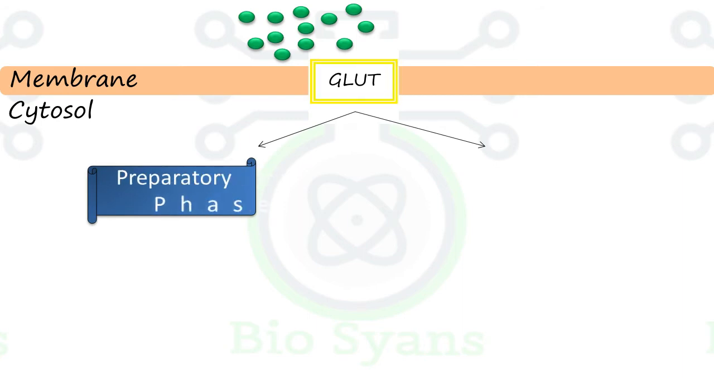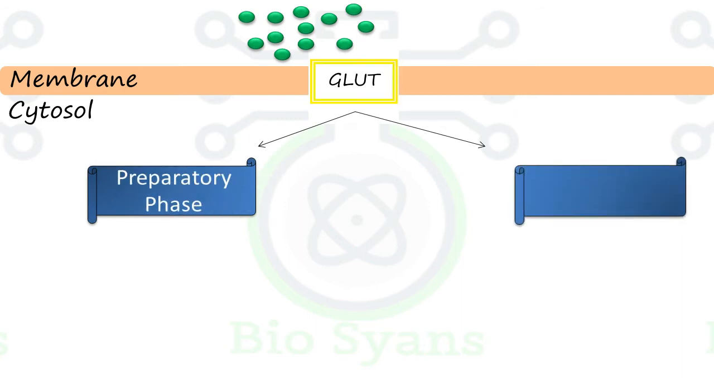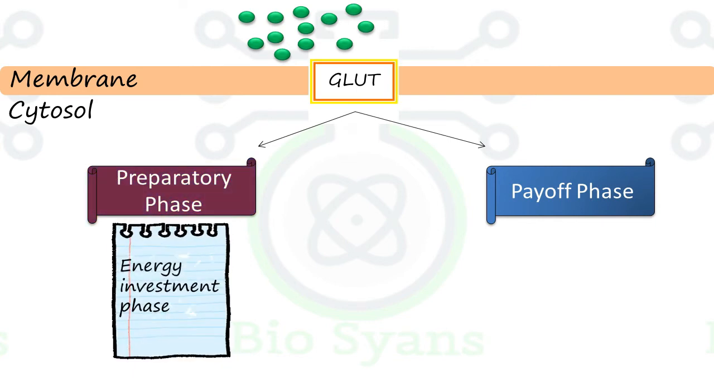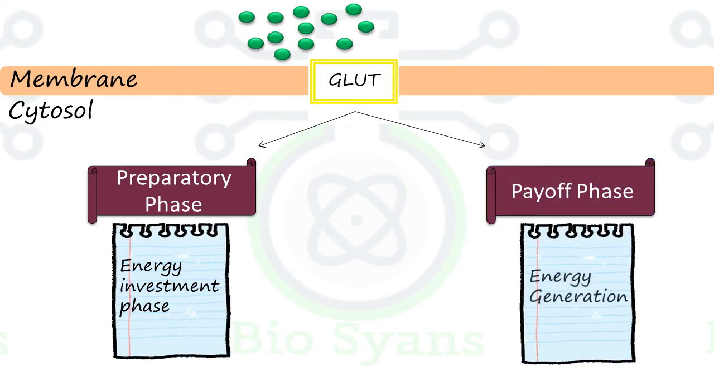It is a 10-step process that includes 2 phases. One is the preparatory phase and the other is the payoff phase. The preparatory phase is also known as the energy investment phase, which requires 2 ATP molecules to generate high energy intermediates, whereas the payoff phase is also known as energy generation, and the intermediates are metabolized, forming 4 ATP and 2 NADH molecules. Start with phase 1, the preparatory phase.